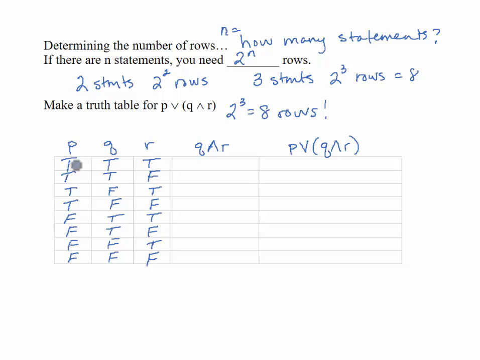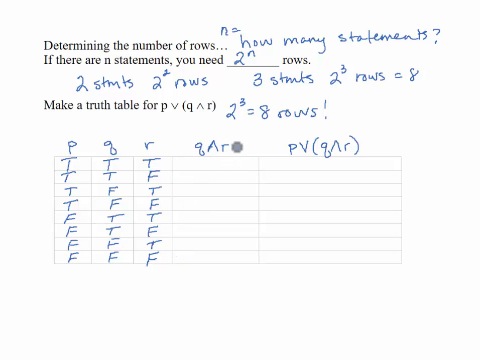And the easy way to remember is the P's, we have 4 trues and then 4 falses going down. Q's, 2 trues, 2 falses, 2 trues, 2 falses. R's, true, false, true, false, true, false, true, false. If you can remember that, then you can easily fill in. Otherwise, you can reason through it the way we just did.